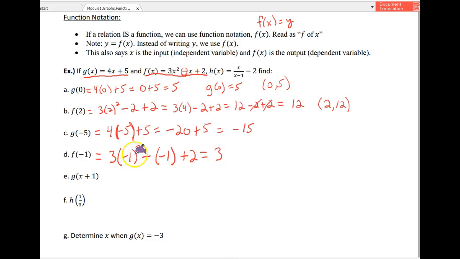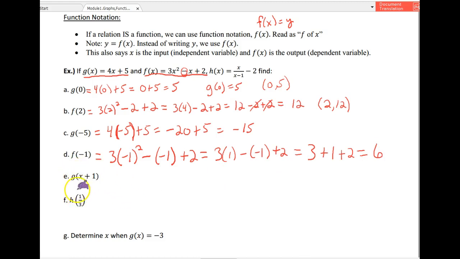So exponents first, negative 1 times negative 1 is a positive 1. I would multiply next. So 3 times positive 1 is 3. And then I could also think of this as a negative times a negative. So it's going to end up being positive 1. Whenever I subtract a negative, I'm going to add. So now I've got 3 plus 1 plus 2, and I end up with 6.